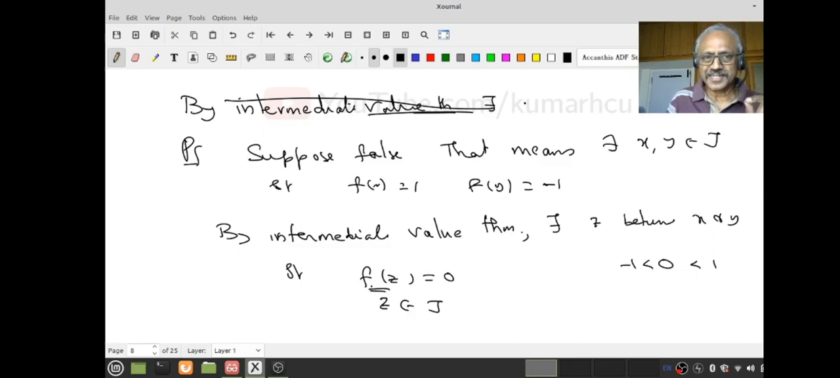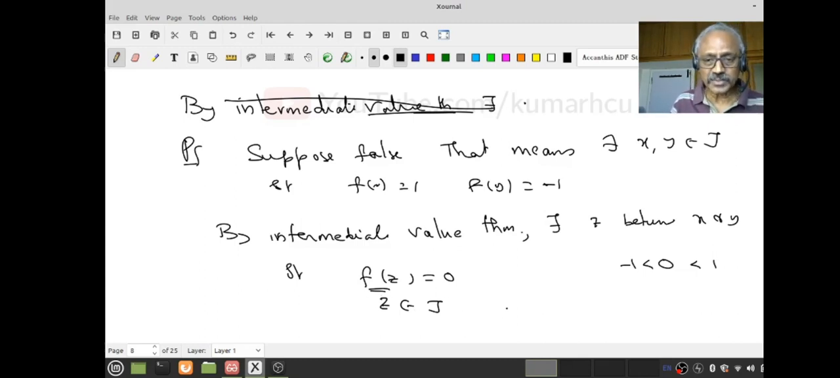See, these are the subtleties at BSc you may not have learned very thoroughly. Since it's an interval, f of x is minus 1, f of y is 1. By intermediate value theorem, there is a z that lies between x and y. Very good. But I want to say f of z makes sense. How do I know that? Since x and y are in J, which is an interval, any point between x and y must also lie in J. Therefore, z also lies in J, and the domain of f is J. Therefore, f of z makes sense. Therefore, f of z is 0.